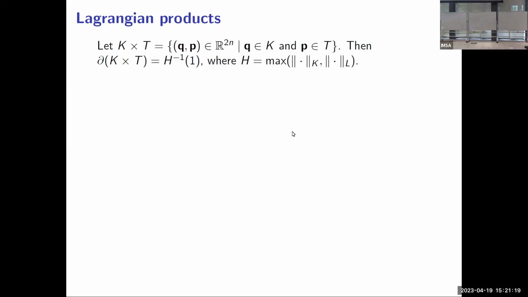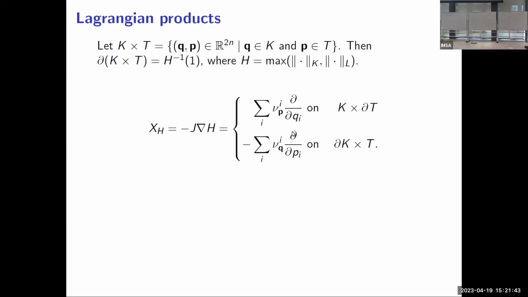Okay, so I can think of the boundary of this product as the pre-image of 1 under the function h, where h is basically the maximum of the two norms defining the two convex sets. So the boundary is where either the norm of K equals 1 or the norm of T equals 1. And then I can look at what the characteristic flow is on this boundary. So let's do that. It's a very nice little exercise.